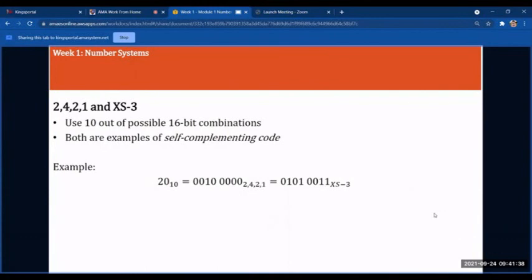So 2421 and excess-3 use 10 out of the possible 16 four-bit combinations. Both are examples of self-complementing code. So 20 base 10 is equal to 0010 0000 in 2421 and also equal to 0101 0011 in excess-3.